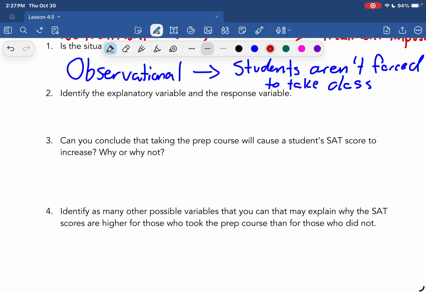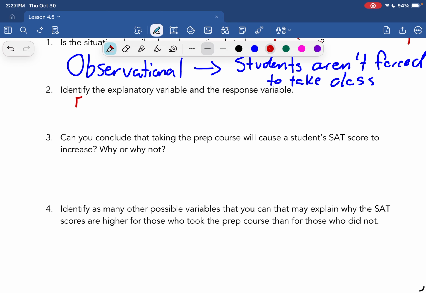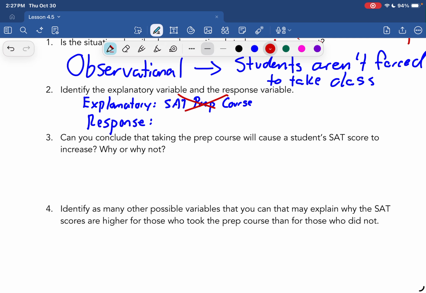All right, next, identify the explanatory. So I'm just going to put EX. Hopefully you would put all of them. Actually, I'll just write it all. It's Friday, but whatever. And our response. Now take a minute, think here. What's our explanatory? A lot of people want to say it's the SAT prep course. But some people cannot take that. So we're not actually looking at that being our explanatory. Instead, it's whether or not they took the course.